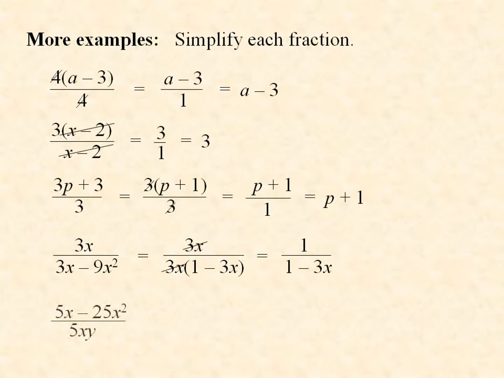One more example. 5x minus 25x squared over 5xy. Again, we have to factor. We factor the numerator. We can factor out a 5x there. We get 5x parentheses 1 minus 5x over 5xy. Then the 5x's in numerator and denominator can be canceled. And we're left with 1 minus 5x over y. So the secret to canceling is, yes, you can cancel provided everything is multiplied. And to make everything multiplied, you might have to do some factoring.